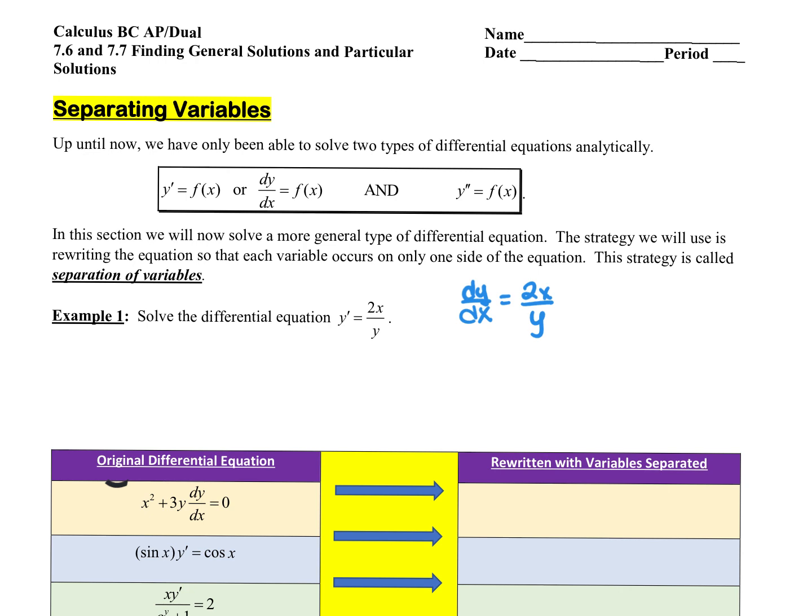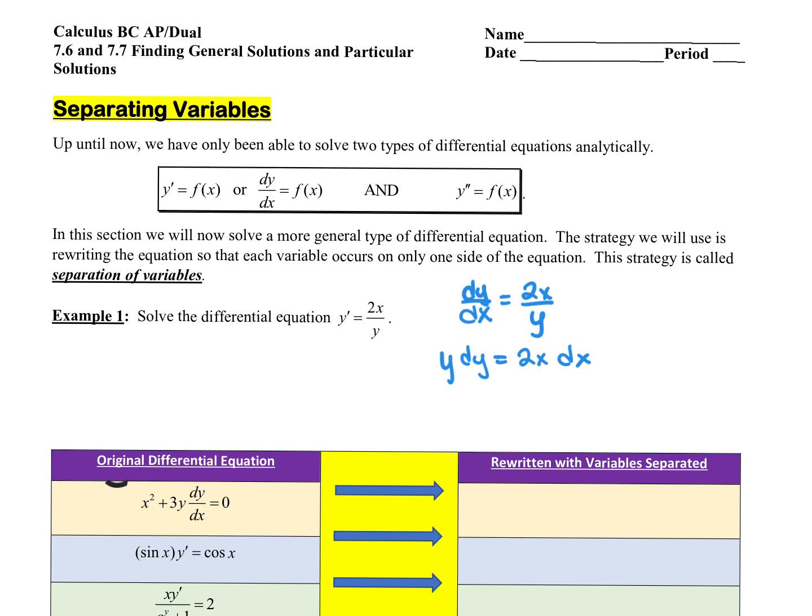How would I move this y to that side? Multiply. And then how would I move the dx over to that side? Multiply by it as well, right? It looks a little weird to do that, to separate it, but it's being divided, right? So we're just going to move it over to that side. So this is the separation of variable part, right? This is always the first step. So now my y's are over here and my x's are over here.